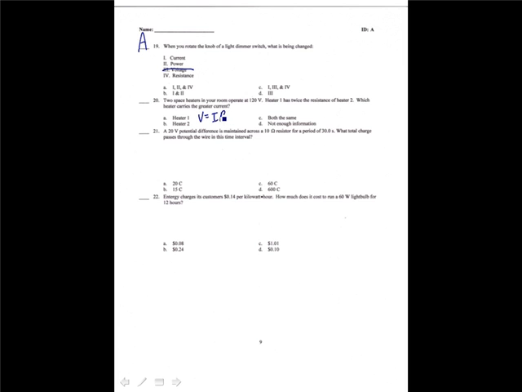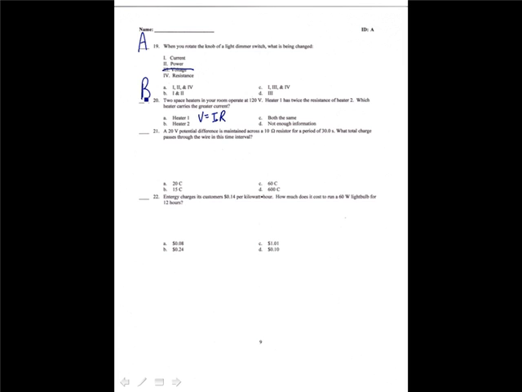V is equal to I times R. They both operate at 120 volts. Heater 1 has twice the resistance, which carries the greater current? The one with the smaller resistance is going to carry the greater current, because if R is small, I is big. Alright, so the one with the smaller resistance is heater 2. So the answer is B.